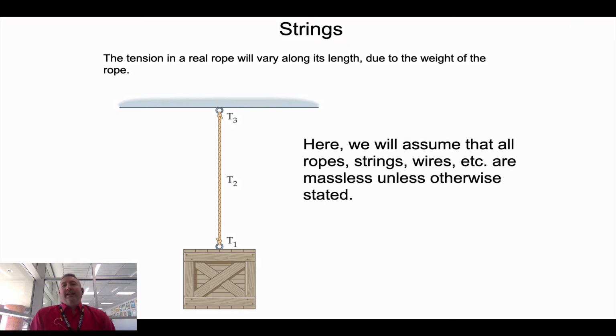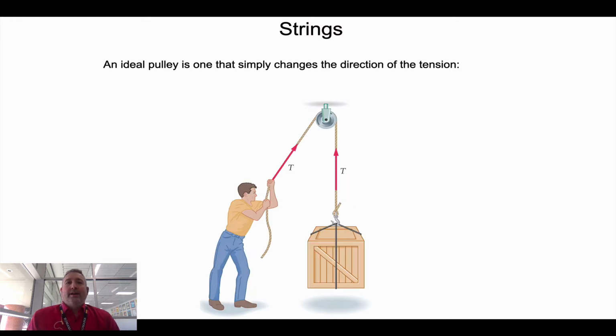So in here, we're just going to, in general, treat ropes and strings and any connecting devices as a massless substance. So the tension between 1, 2, and 3 would be the same. But in real world settings, the tension at 3 is higher than the tension at 1 because the rope actually has a mass.